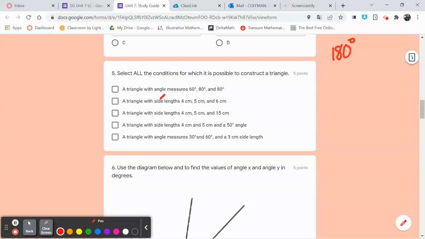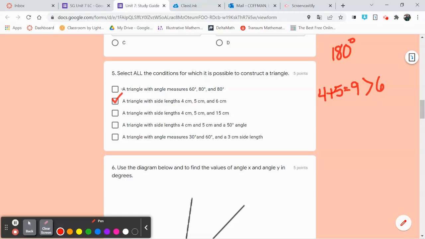A triangle with side lengths of 4 centimeters, 5 centimeters, and 6 centimeters. Okay, when you have 3 sides, we use the triangle inequality theorem. And all that means is that we add the 2 shorter sides together and get the sum, and the sum of the 2 shorter sides needs to be bigger than the third side, okay? So let's see. 4 plus 5 equals 9. And 9 is bigger or greater than 6. So, yes, it makes a triangle.